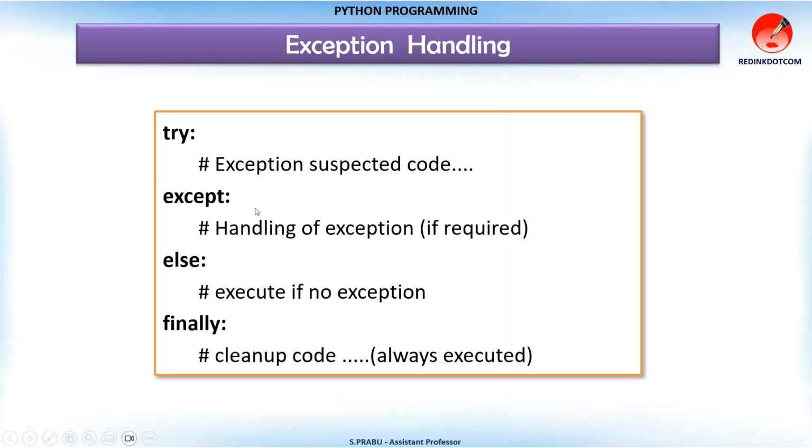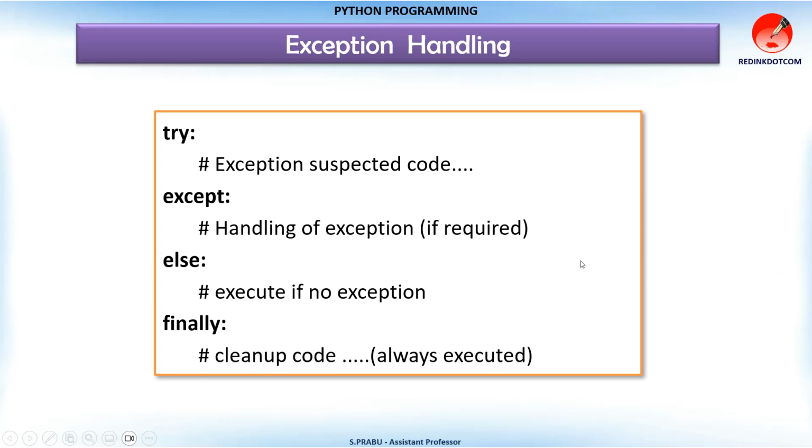So this is the complete exception handling mechanism used in a Python program. You can write the suspected code here. When the runtime error happens, this block can be executed. Otherwise, the else block can be executed. Whether the except block or else block runs, in all cases the finally block can be executed.